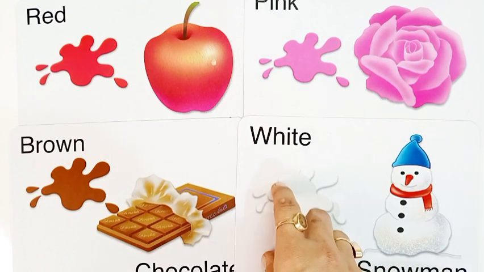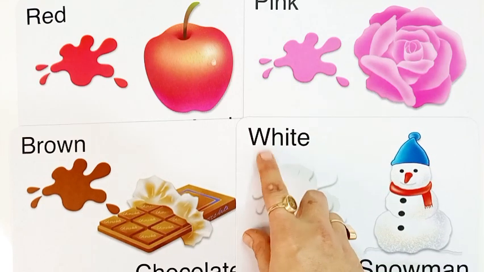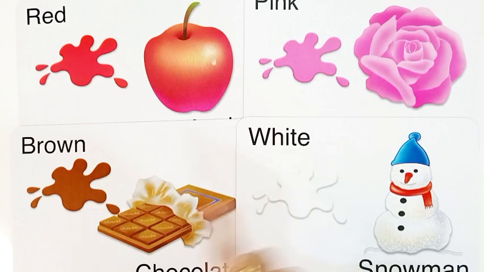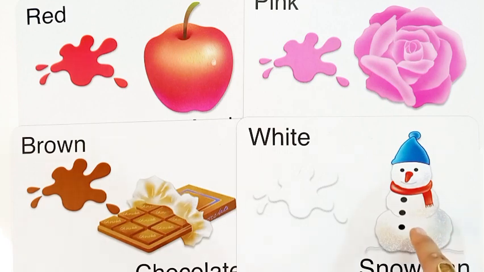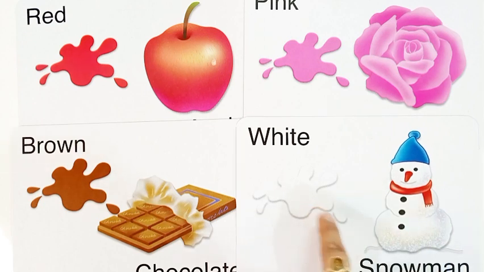This is white color. W for white. W-H-I-T-E, white. And the example is snowman. S-N-O-W-M-A-N, snowman. The color of the snowman is white color.